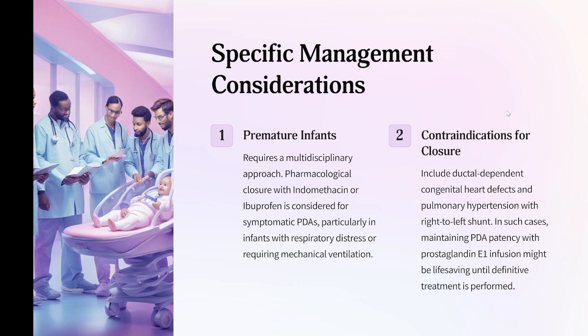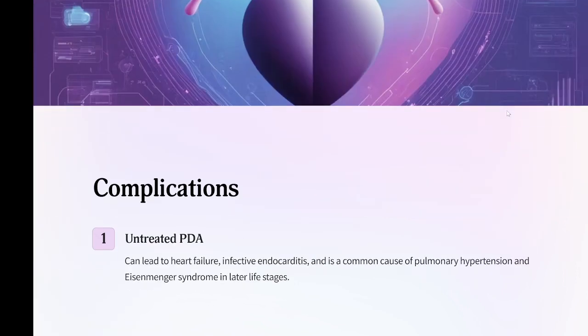Contraindications for closure include ductal-dependent congenital heart defects and pulmonary hypertension with right-to-left shunt. In such cases, maintaining PDA patency with prostaglandin E1 infusion might be life-saving until definitive treatment is performed. Complications. Untreated PDA can lead to heart failure, infective endocarditis, and is a common cause of pulmonary hypertension and Eisenmenger syndrome in later life stages.